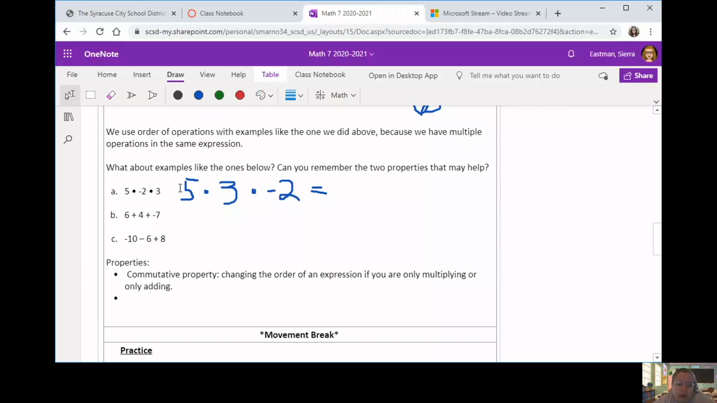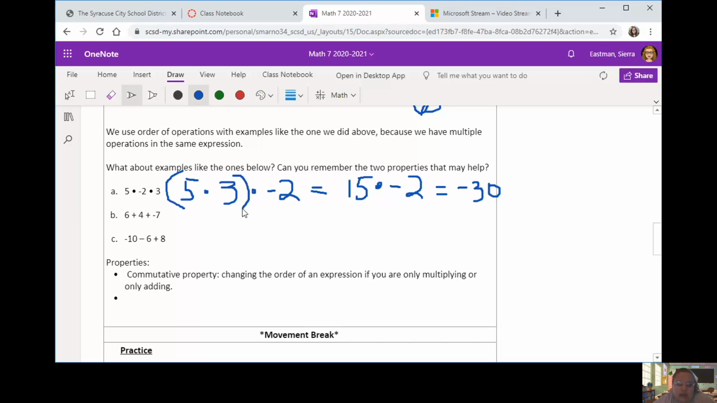So in this example, we were only multiplying. We were allowed to switch it up. Now I could solve it from left to right. 5 times 3 is 15. Then I still have that times negative 2, which would make a negative 30. Okay. I also could have put some parentheses on this to make it very clear that I multiplied those first. That would be my associative property.